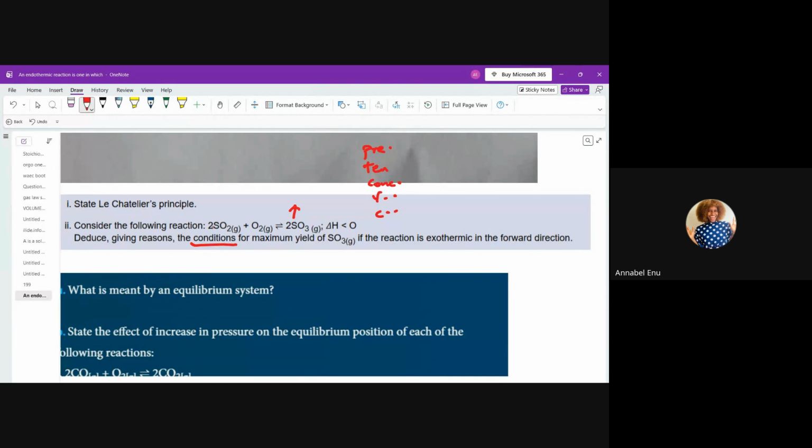And then in terms of temperature, we can also talk about the influence of temperature, because we can see the heat change here, which is less than zero, telling us it is exothermic, right? So now we are considering the forward reaction that is going this way. That is what we are considering. So we would think what favors that forward reaction if we are considering pressure.